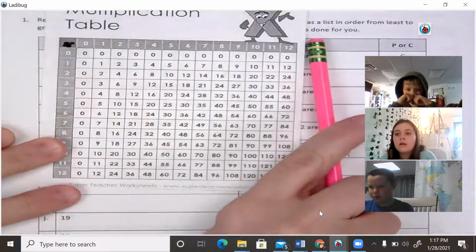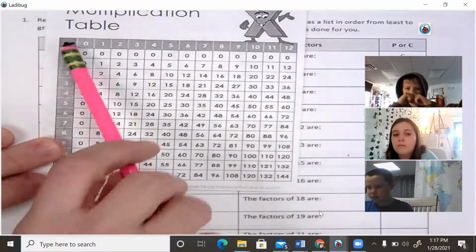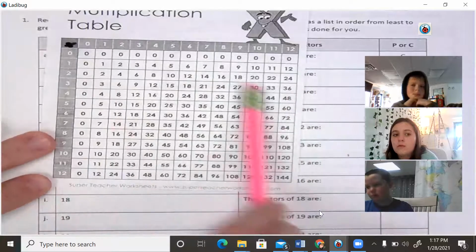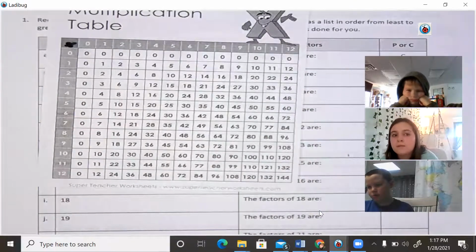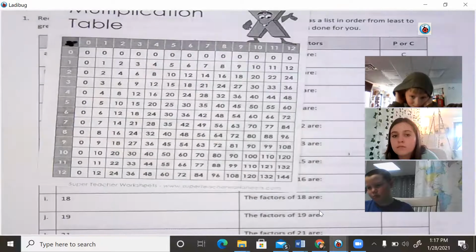When you look at your multiplication chart, you can also look to see all of these are factors. The numbers going horizontally and vertically. Everything inside is a product. So this will also help you.